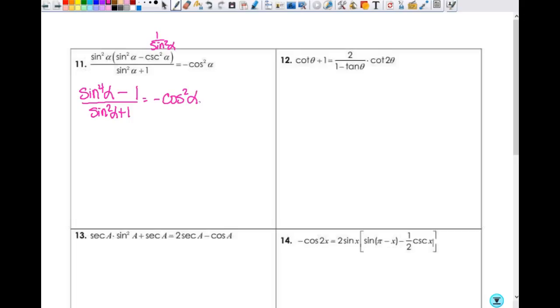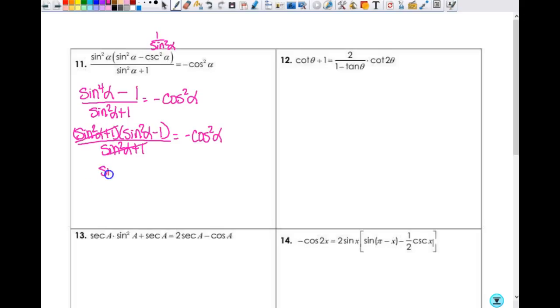So what to do here? Well, in the numerator, I have a difference of squares, so I'm going to factor. So I get sine squared alpha plus 1 times sine squared alpha minus 1 all over sine squared alpha plus 1. That's equal to negative cosine squared alpha. So these cancel out. No canceling here, no reducing here. That would be making up a math. Big fat no. This is good because we're multiplying these things.